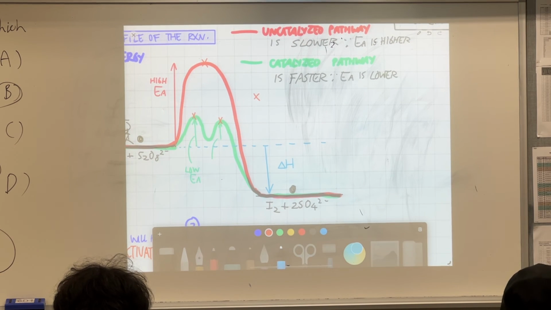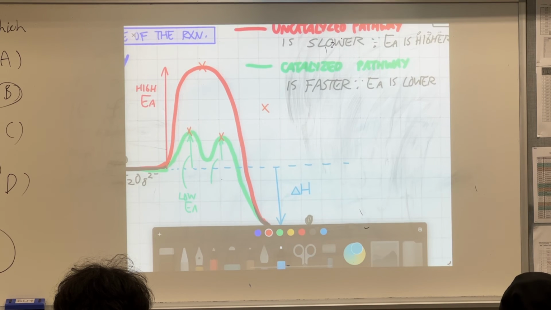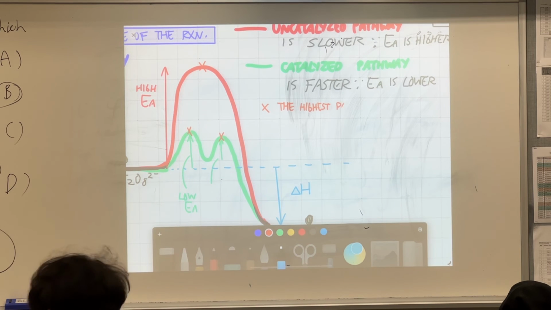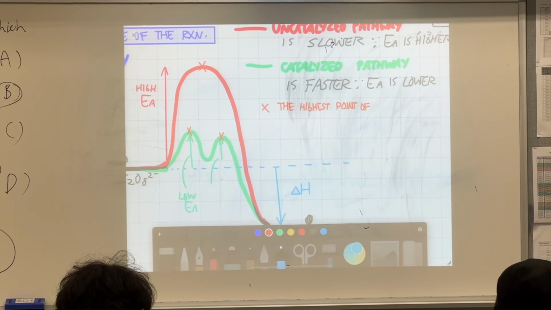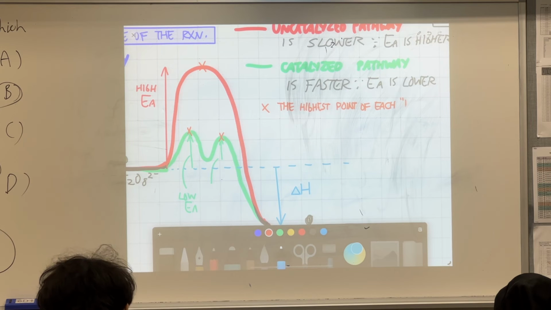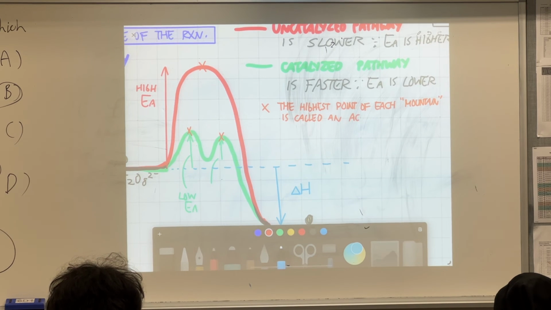So this cross, you see a cross there. So the highest point of each mountain, we call it an activated complex. It's just like when you throw a beanbag into the air, you know there will be a highest point the beanbag can reach, right? The tallest point the beanbag can reach. So that point we call the activated complex. So the highest point of each mountain is called an activated complex.